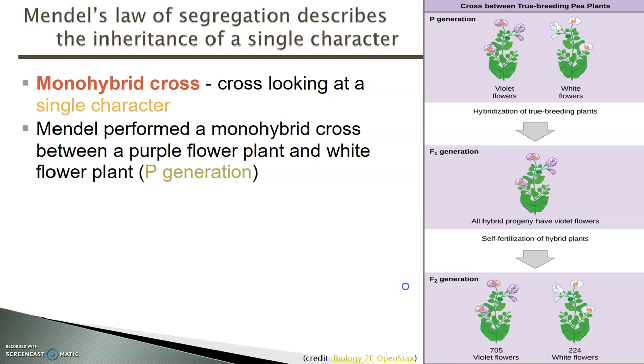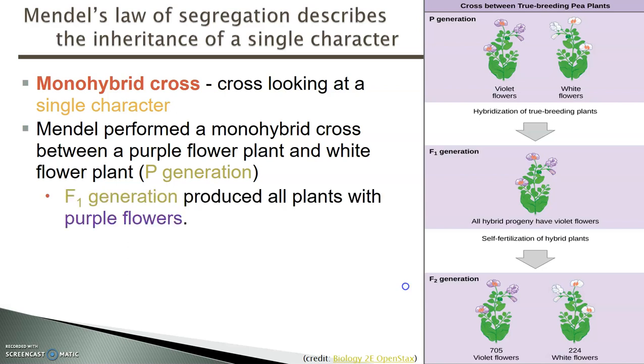mated them together. And what came out was not something that he was expecting to actually happen. This next generation, which is called the F1 generation, was all purple flowers, right? So all of the plants came out purple. There were no whites at all when these two were mated together.